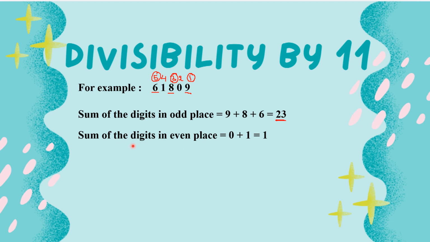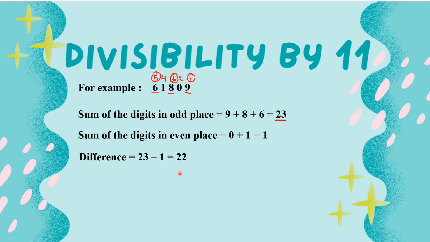Next, find the sum of the digits in the even places. Now even places are 2 and 4. The digits are 0 and 1. Add it. And then you have to find the difference between these two. So the difference is 22. So the rule says that if the difference of the sum of the digits in the odd and even places is a multiple of 11.